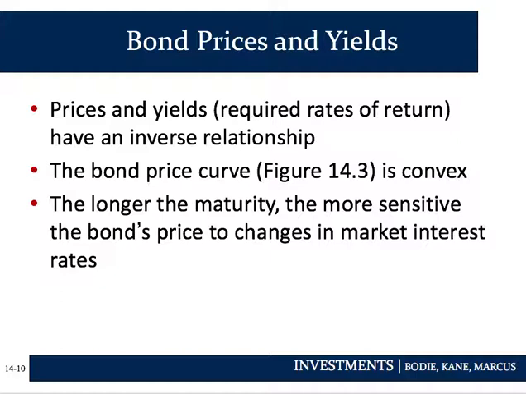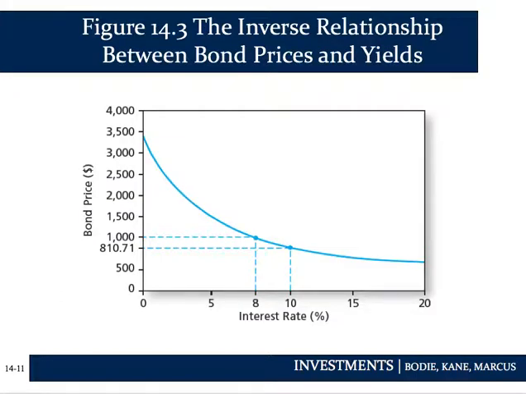Prices and yields, required rates of return, have an inverse relationship. The curve, which we will talk about as convex. The longer the maturity, the more sensitive the bond's price to changes in market interest rates. So here's figure 14.3, the inverse relationship. As you can see here, $1,000 gets us the 8% relationship between our original par bond of $1,000 at 8%. Interest rates have moved up. As interest rates move up, we go down the curve, and we find that $810.71 is the now interest price of bond prices and yields.